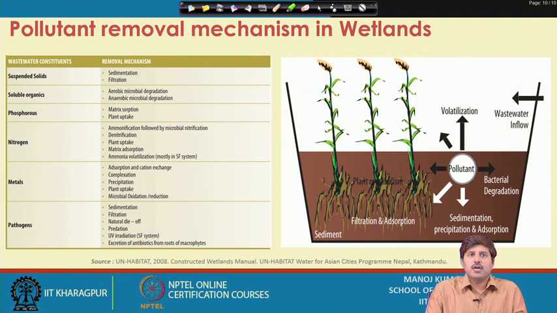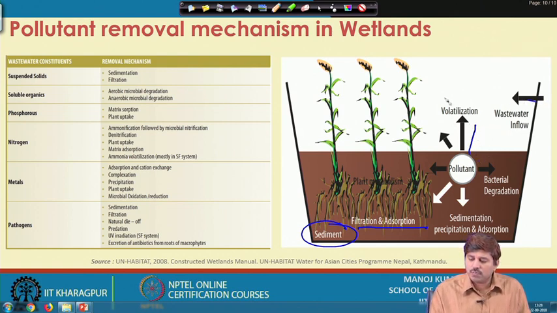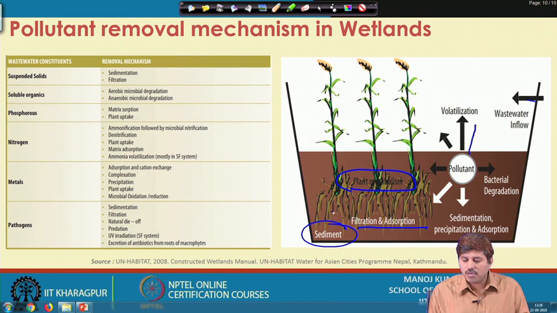So, if we see the various pollutant removal mechanisms in the wetland, as the water passes through, there will be filtration and adsorption, as we were discussing, particularly on the sediments. There is a possibility of volatilization; if the wastewater is coming in, some pollutants may get volatilized as they get exposed to nature. There is also plant metabolism, what we were calling phytoremediation, the metabolism through the plant. There is a possibility of bacterial degradation, and there is sedimentation, precipitation, and adsorption.